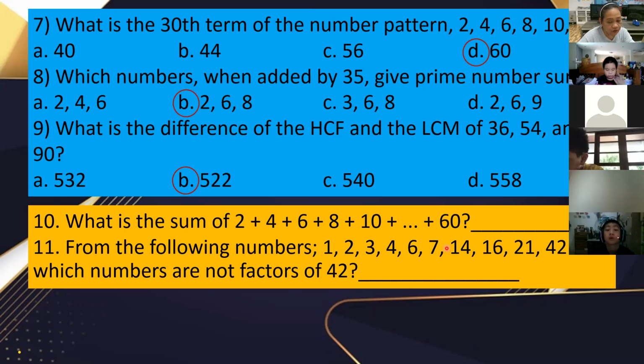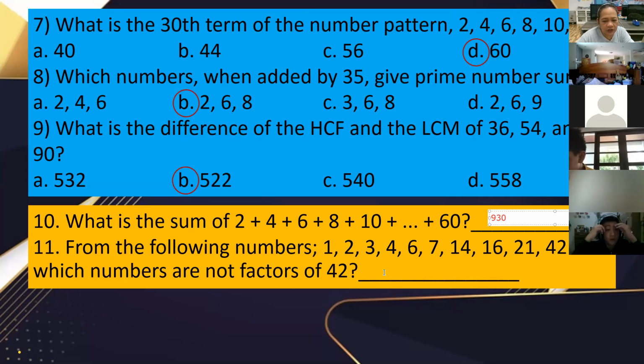What is the sum of 2 plus 4 plus 6 plus 8 plus 10 and so on until 60? When you add all of these numbers until 60, what is the sum? Teacher, 930. Okay, the answer is 930.